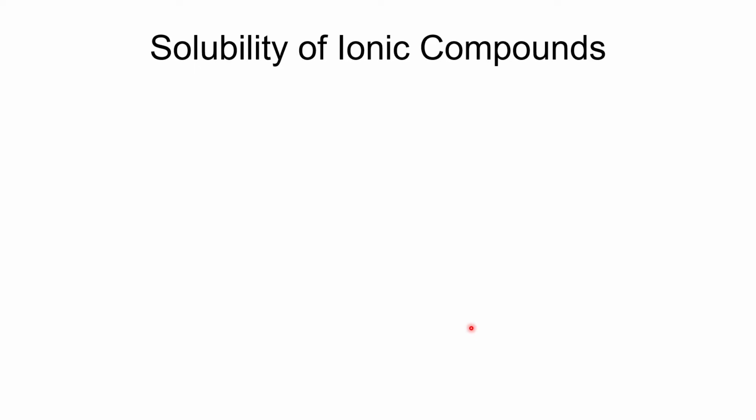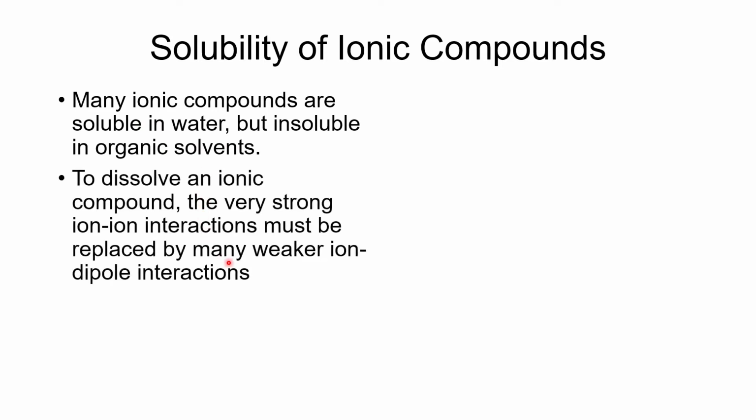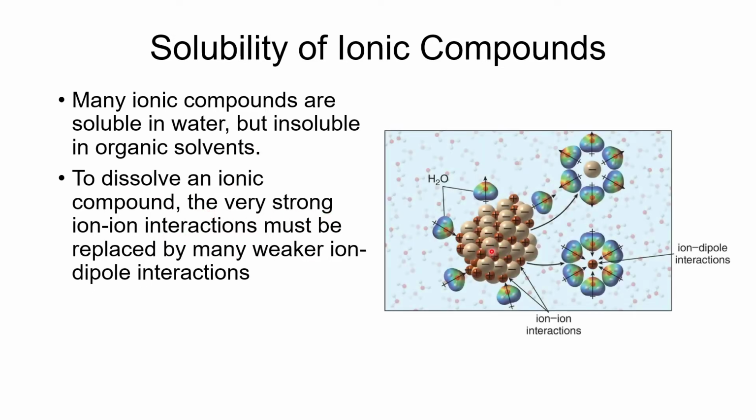All right. So when it comes to ionic compounds, many ionic compounds will dissolve in water, but end up being insoluble in organic solvents. If you want to dissolve an ionic compound, then the very strong ion-ion interactions that you give up have to be compensated for with some ion-dipole interactions. And so that's why we need a polar solvent to do this. And it helps if you get something that's even capable of hydrogen bonding. Those hydrogens really do help to solvate the ions.